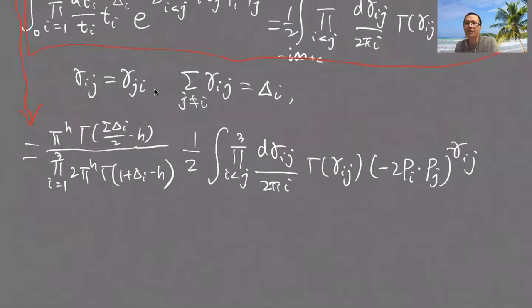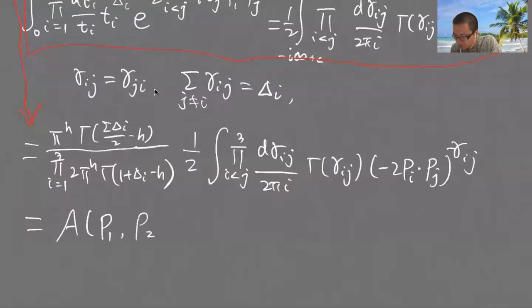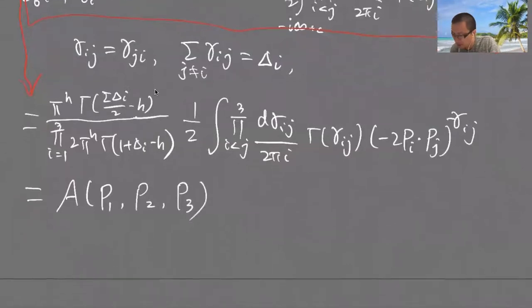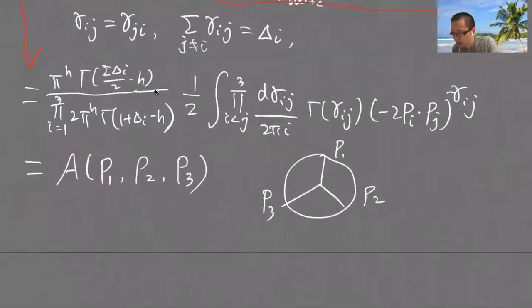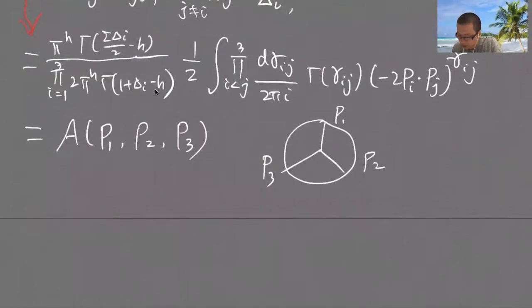So this is basically the final answer of the correlator we want to compute. I call it A, P1, P2, P3. Let me draw the diagram again, the Witten diagram. Before we finish, let me make a few comments. The first comment.